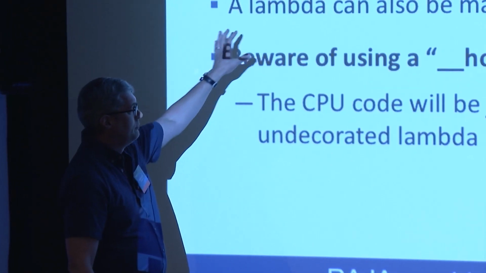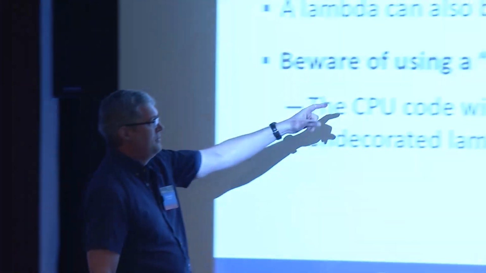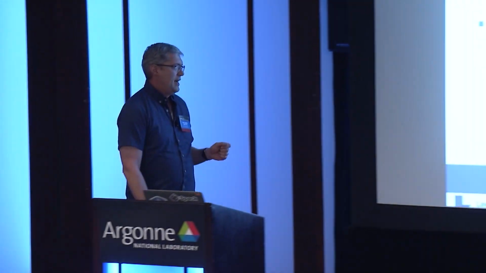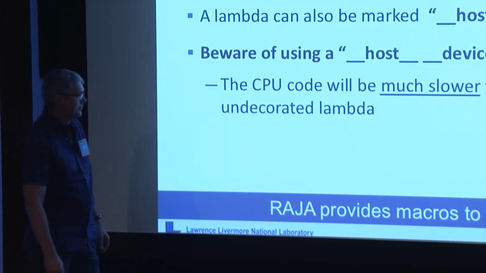Now we have a lot of use cases, and you can imagine how it would be useful to be able to have a lambda used simultaneously in host code and device code, and just have it be available both places. You can do it that way. There's a host device annotation that you can give it. And we'd really like to be able to use it. The problem is that when you do it and you use that lambda in host code, the CPU code is going to be a lot slower than if you basically just wrote the host code with an undecorated lambda.